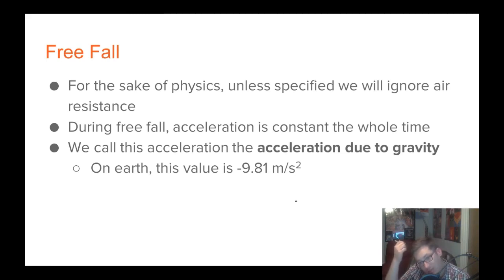Now, we call the acceleration, when in free fall, acceleration due to gravity. On Earth, this value is negative 9.81 meters per second squared. You might also see it referred to as a_g for acceleration due to gravity, and you might also see it referred to as gravity. And we always put that negative sign to tell us that it's pointing down.